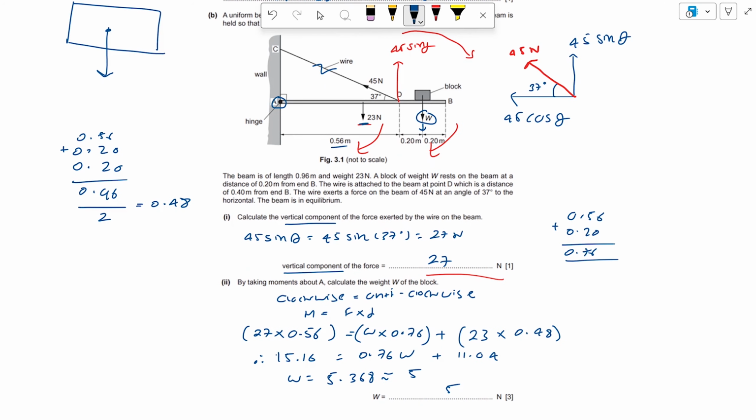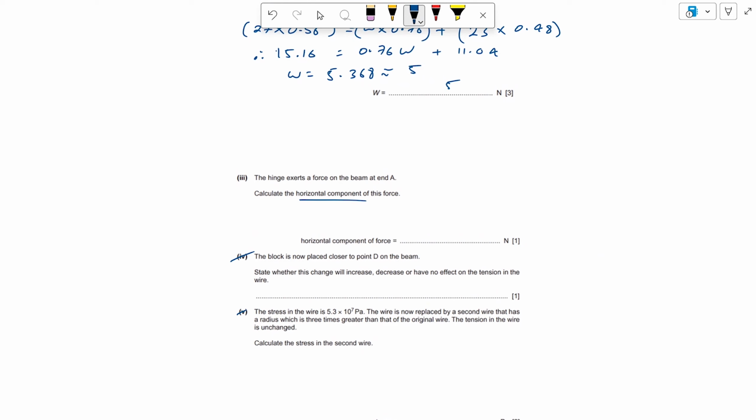Our horizontal component is simply just going to be this. So 45 cos theta. 45 cos 37 degrees is equal to 35.9, which can be rounded off to 36 newtons.